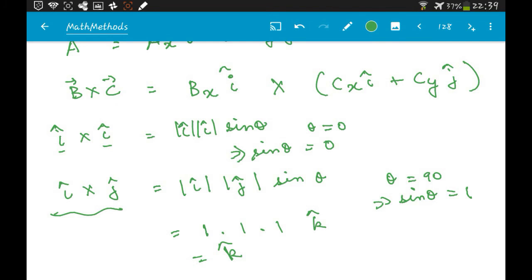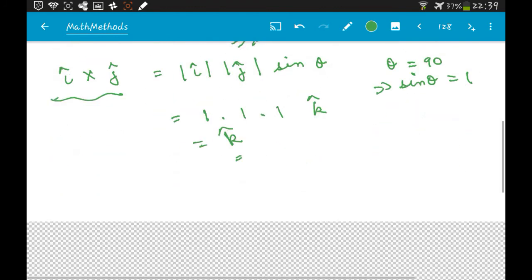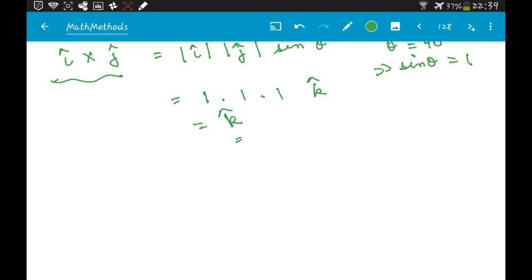Okay, so let's remember this. And if you change the order, if you do J cross I, you are going to get the vector minus K. So if you change the direction, you are going to get a negative sign, because this is a vector. Changing the order changes the direction, and therefore you are going to get a negative sign.